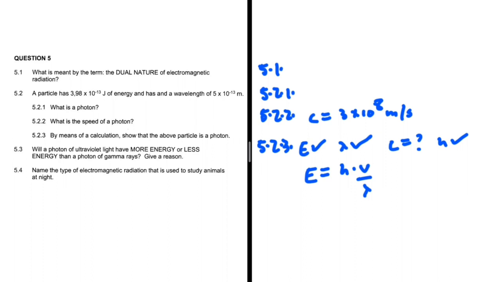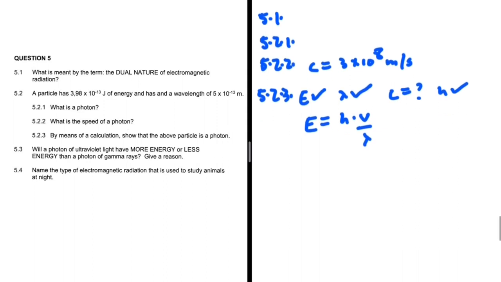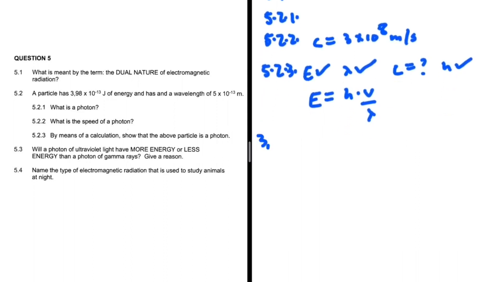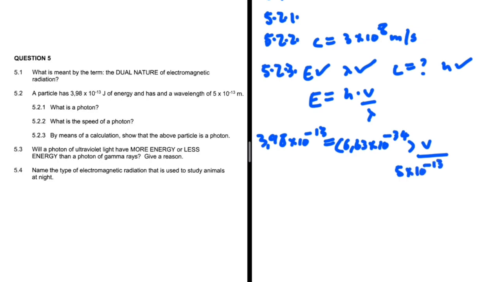So let's go ahead and take a look. The energy, we have 3.98 times 10 to the minus 13 joules. Planck's constant, that is 6.63 times 10 to the minus 34. And then we're interested in V divided by the wavelength. The wavelength is 5 times 10 to the minus 13 meters.